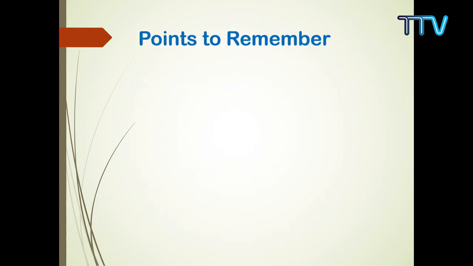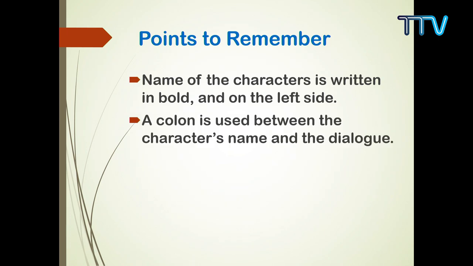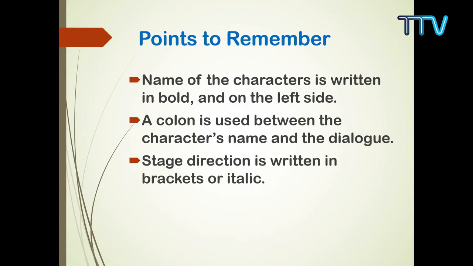Points to remember when it comes to drama. The names of the characters are written in bold and on the left side. Whenever you see a script, you will find that the character's name is written in bold letters on the left side. What you will also notice is a colon used between the character's name and the dialogue. Stage direction is written in brackets or italics. You will often find that the stage direction, which is not the dialogue of the character, is just what the character is going to do. It's written in brackets and in italic form.